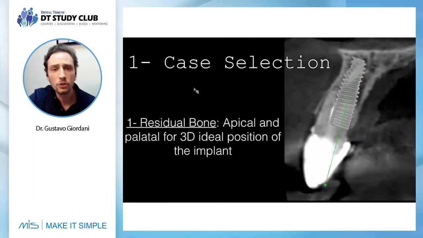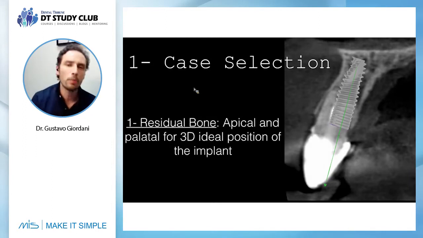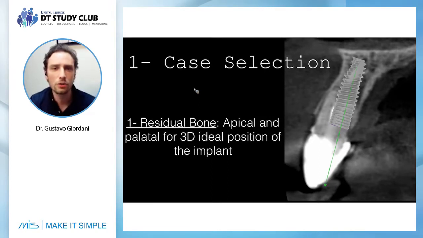So first of all, we need to understand the case, the indication. We need to have our perfect case selection. So to extract a tooth and to place an immediate implant, we always check 2 points. The first one is the residual bone. I need to have bone in the apical and in the palatal direction to place the implant in the correct 3D position. I don't look at the buccal wall now because the buccal wall is not important to place the implant in the correct position and to have very good primary stability. The buccal wall we are going to look at a little bit later because this will be important for the aesthetics.